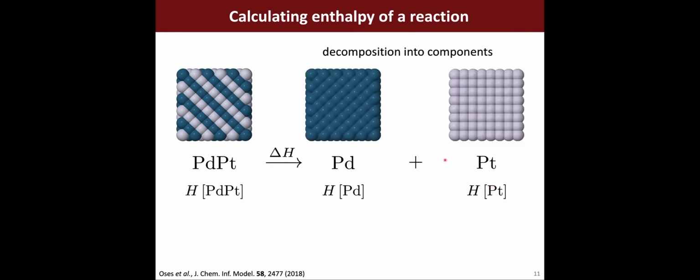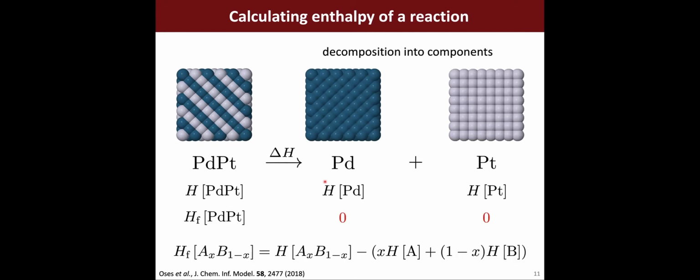We can run VASP for our three systems here, for the mixture and for the pure components, and we're going to get an enthalpy for each of these three. And we can look at the enthalpy differences from one side of the equation to the other side of the equation. We can balance that. For this talk, we're going to be focusing on a particular variant of the enthalpy, which is called the enthalpy of formation.